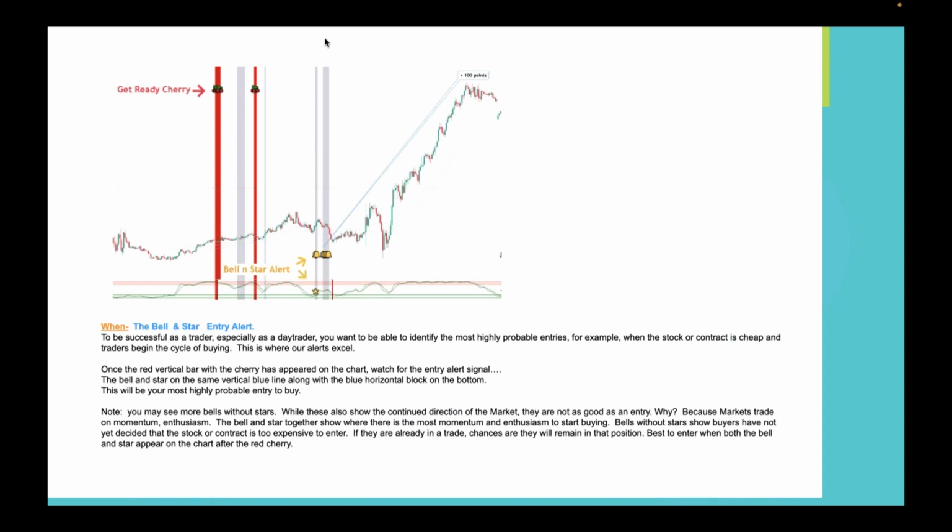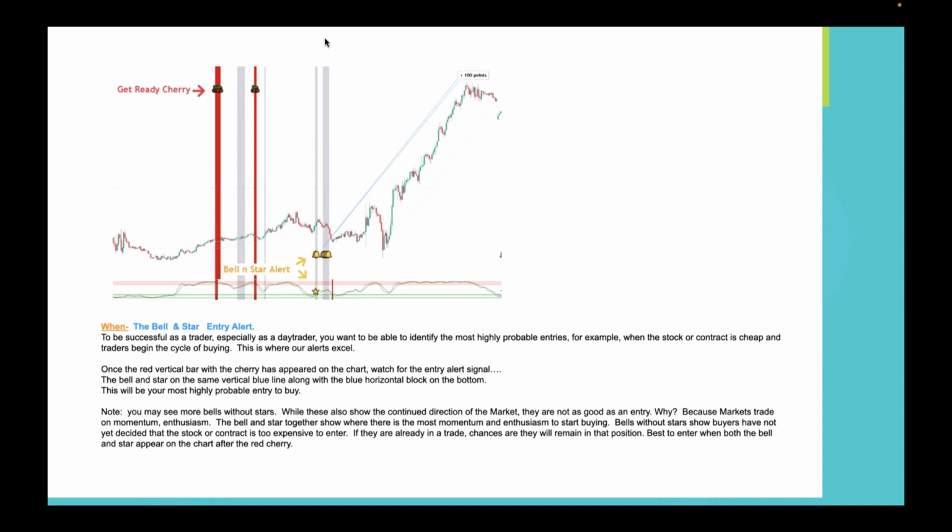So once the red vertical bar with the cherry has appeared on the chart, watch for the entry alert signal. The bell and the star on the same vertical blue line along with the blue horizontal block on the bottom. This will be your most highly probable entry to buy. So I know that the description says it's a blue line, but it's actually green. So no, you're not colorblind. That description needs to be changed to the green line along the green horizontal block at the bottom. All right. So this will be your most highly profitable entry to buy.